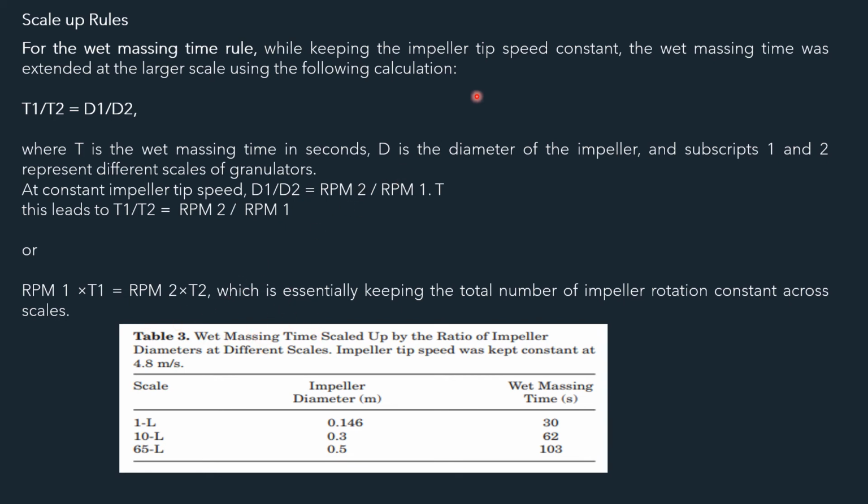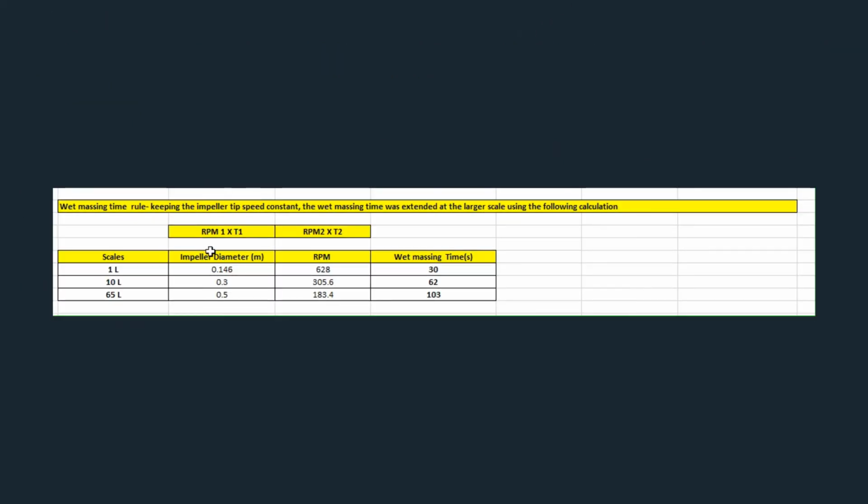Let's move to the Excel sheet to see this calculation. This is the equation: RPM1 into T1 equals RPM2 into T2. These are the speeds at the different scales, which we calculated by the constant impeller tip speed rule. At the first scale the wet massing time is 30 seconds. So at the lab scale of 10 liter we can calculate the second wet massing time by D26, which is the RPM at the first scale, RPM1 into T1, meaning 30 seconds, divided by the RPM of the second scale, 305.6. So RPM1 into T1 divided by RPM2. At 10 liter our kneading time will become 62 seconds.